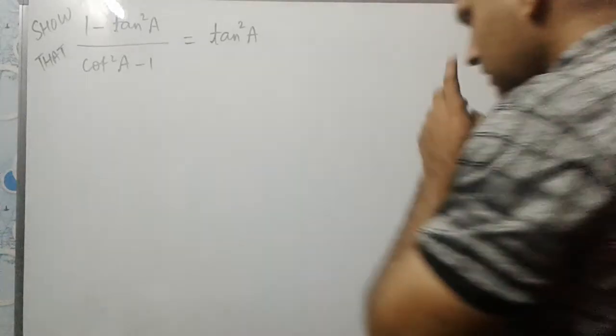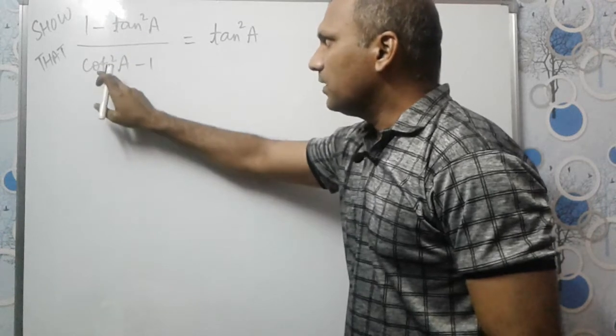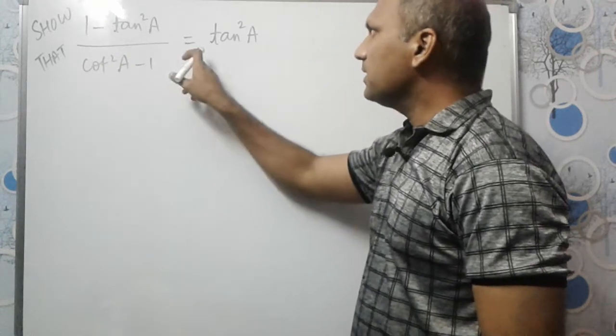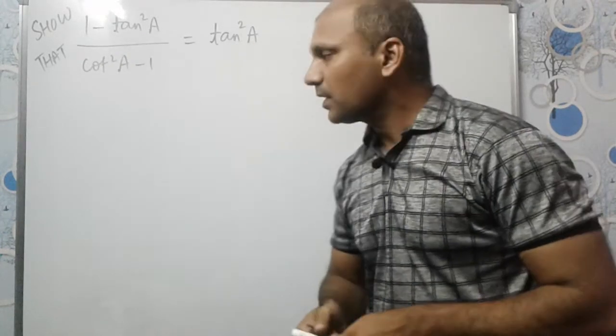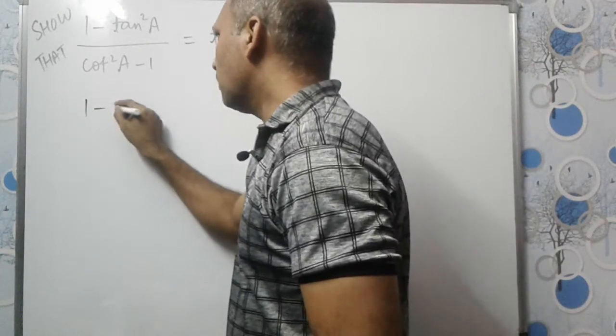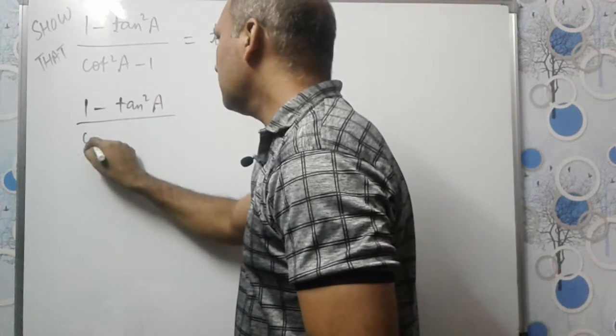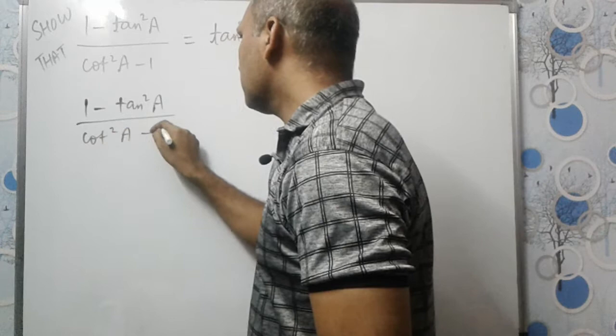Hi students, in this video we will solve this problem. Show that 1 minus tan square A divided by cot square A minus 1 is equal to tan square A. Okay, so what is given to us? 1 minus tan square A divided by cot square A minus 1.